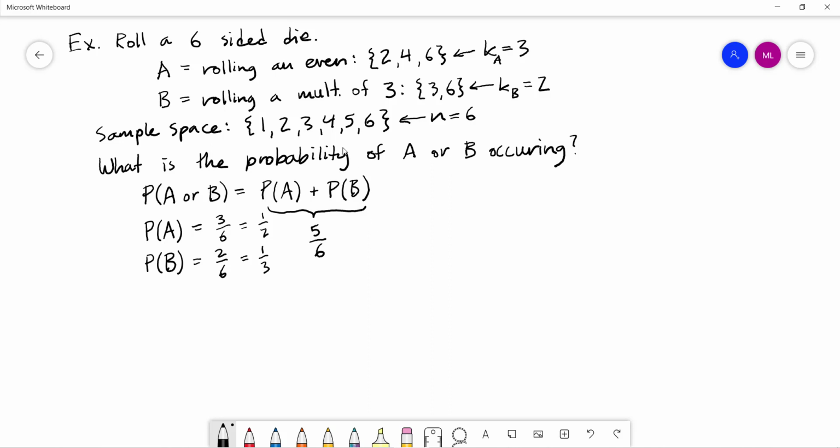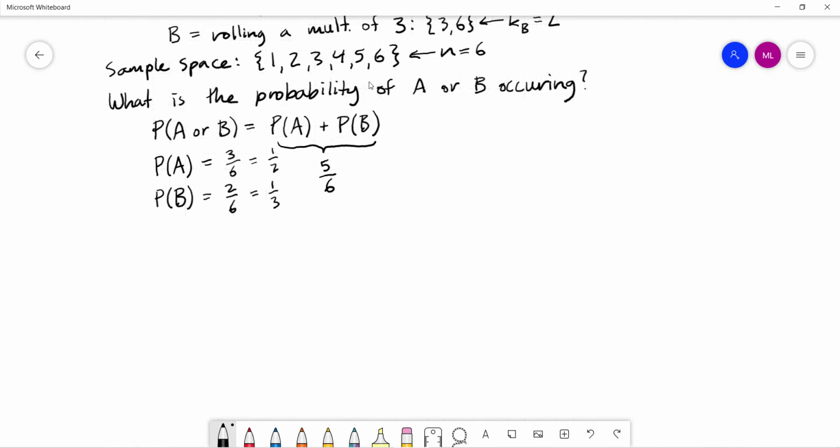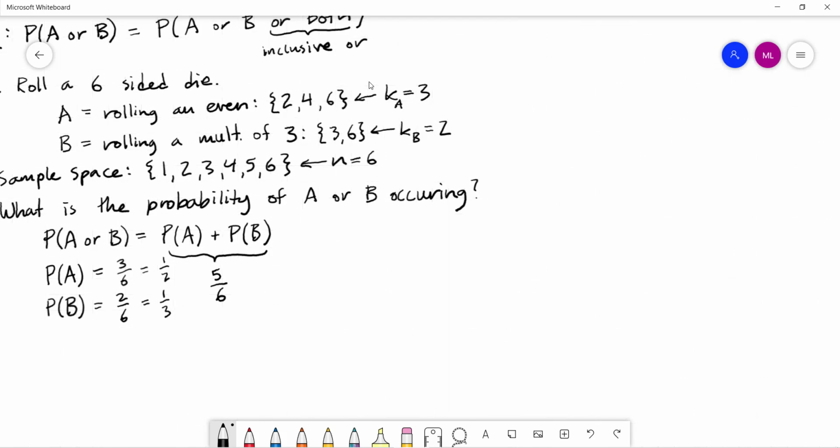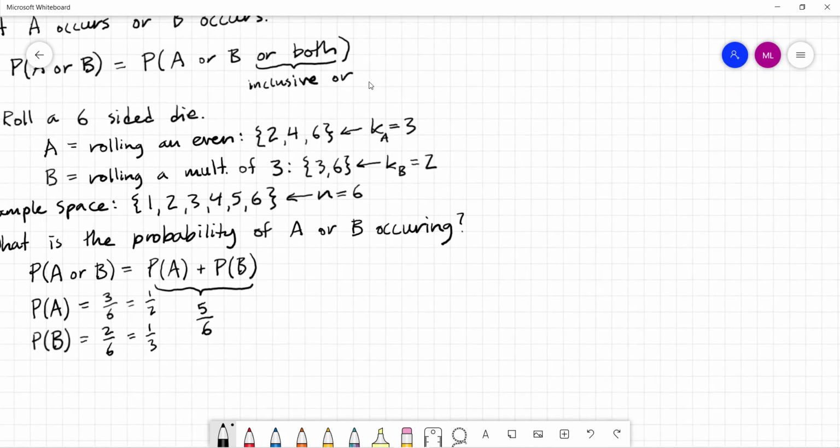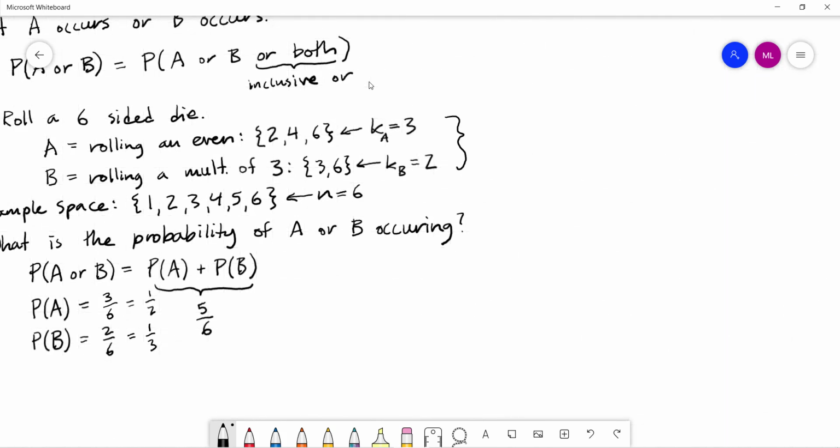Do I have a 5 out of 6 chance of rolling either an even or a multiple of 3? And the answer is no. I can't just add those together. Because if we look at the event A or B, we have A and B individually. Let me just write what A or B is. What is everything that satisfies either A or B?